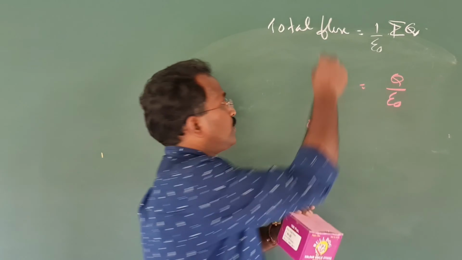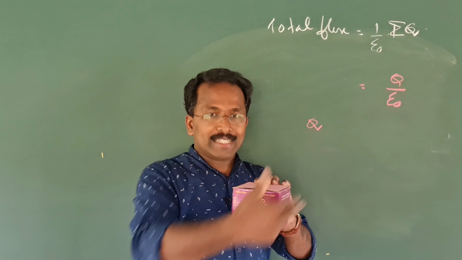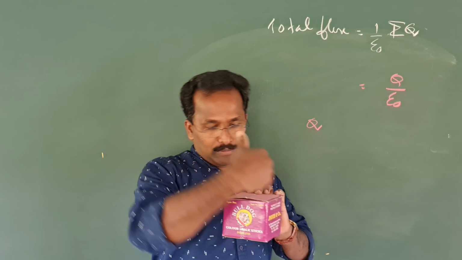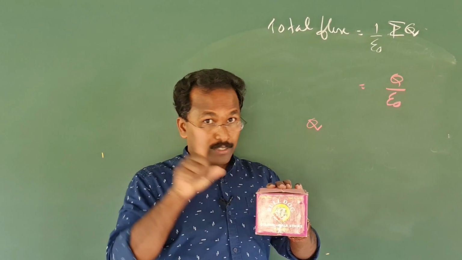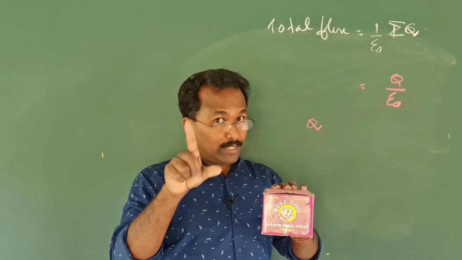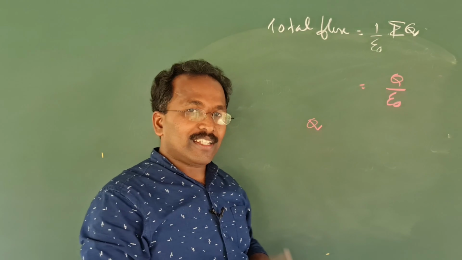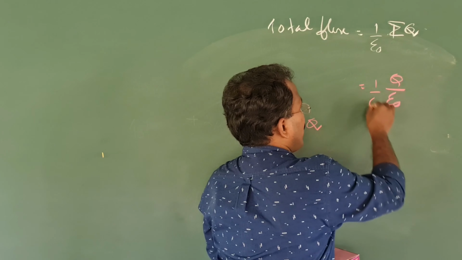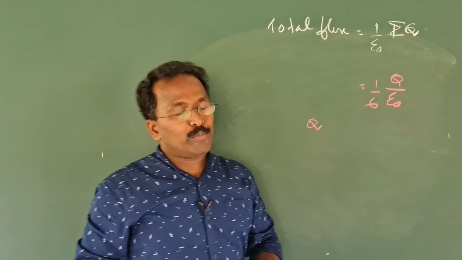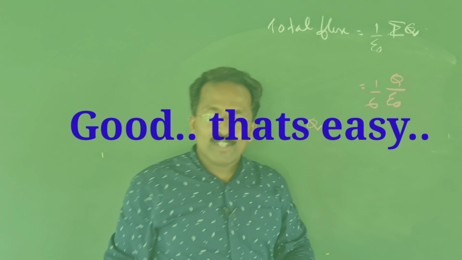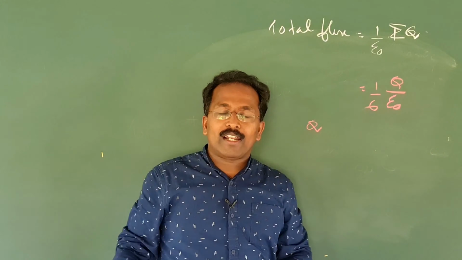We can easily find it out by finding how many sides are there for this cube. 4, 5, 6, total 6 sides. So all the 6 sides put together will have this much of flux. So what will be the flux through one side? It will be 1 by 6th of this. I hope you understood.